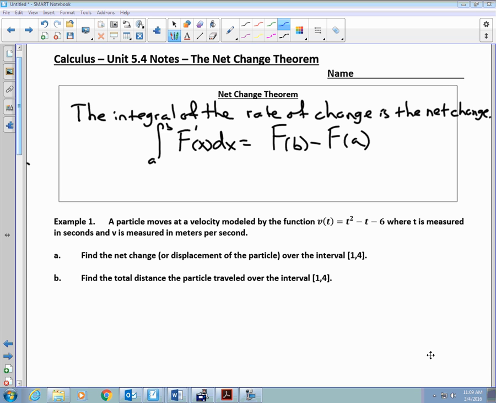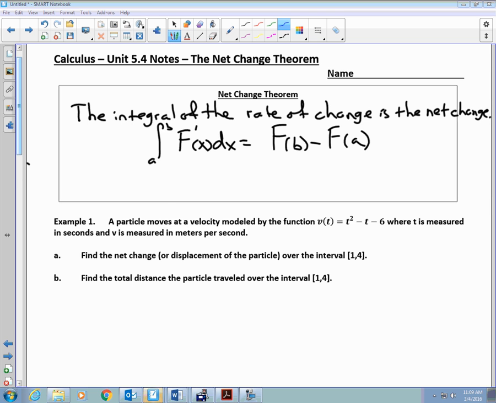Snow accumulation falls at a certain rate over a given period of time. Take the antiderivative of that rate function, it will tell you how much snow actually accumulated. You look at debt. If we have a function that shows us at what rate we're accumulating debt, when you take the integral of it, it will actually tell you the actual dollar amount that we've accumulated. So these accumulation functions are very important. So this is what the net change theorem says.